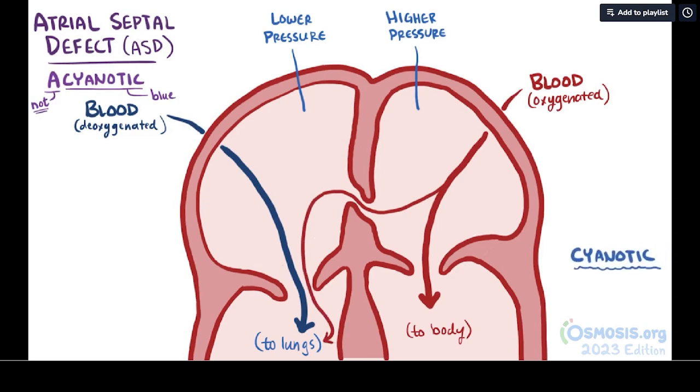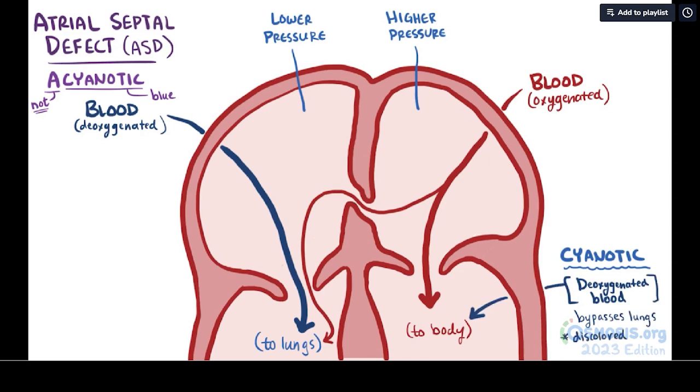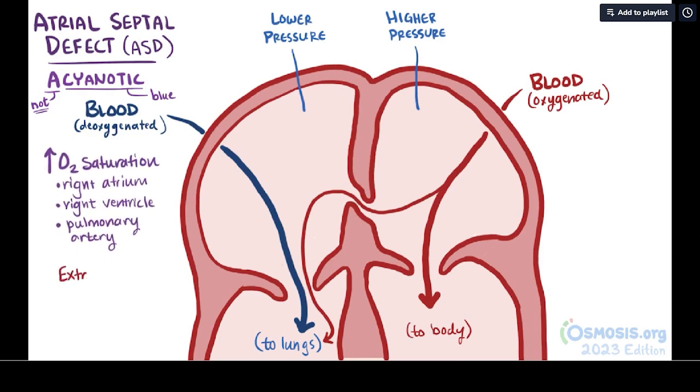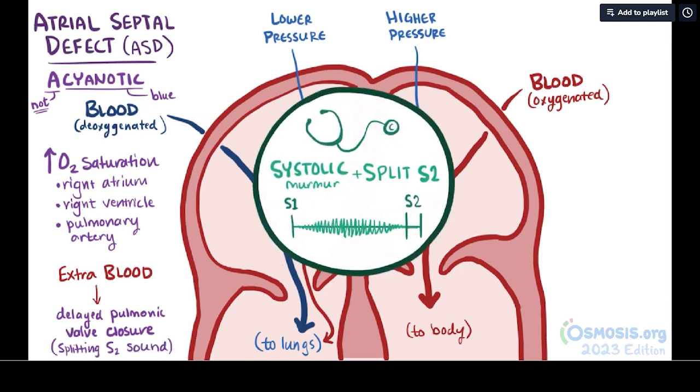In contrast, a cyanotic heart defect allows deoxygenated blood to bypass the lungs and make it out to the body, causing a blue or purplish discoloration of the skin, which is not the case here. That being the case, you'll see an increase in oxygen saturation of the blood in the right atrium, the right ventricle, and the pulmonary artery. This extra blood volume passing by the pulmonic valve also causes a delay in the closure of the pulmonic valve relative to the aortic valve closure. This slight delay can be heard via auscultation as a splitting of the S2 sound, as well as a systolic murmur in some cases.